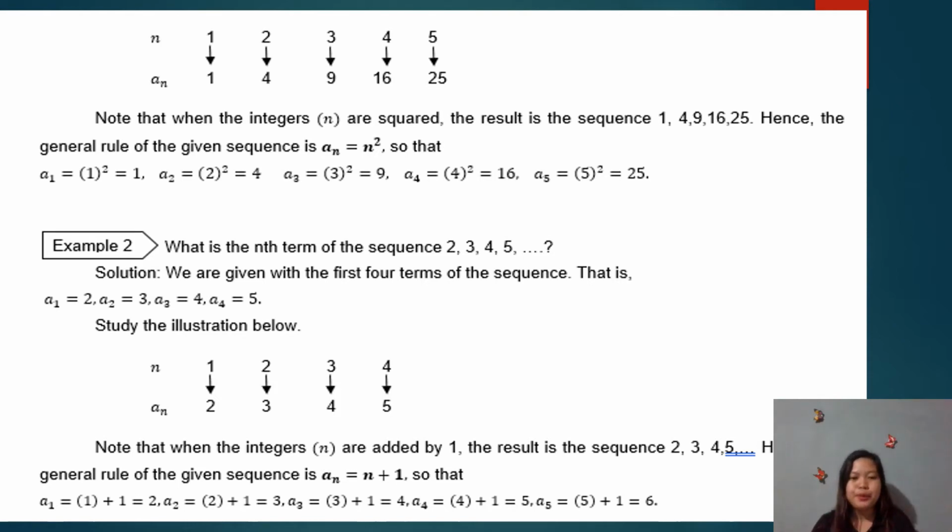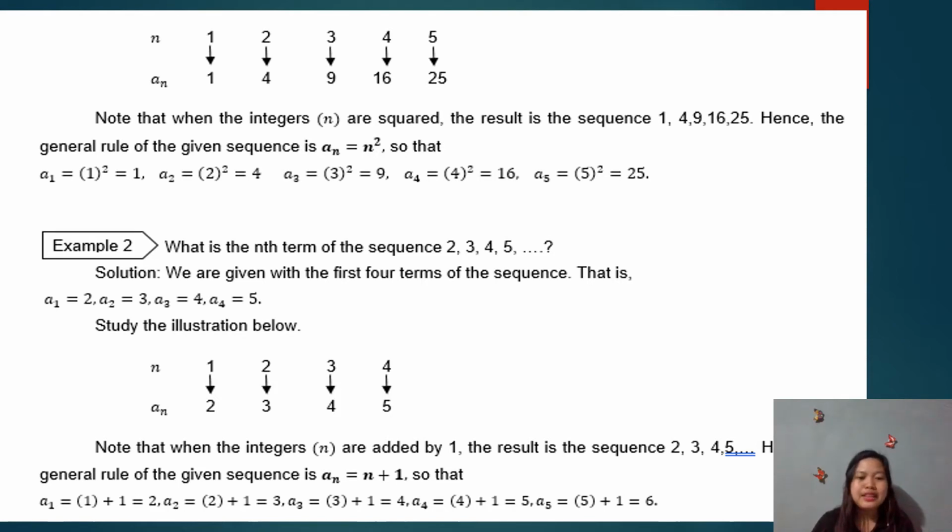Now we have example number 2. What is the nth term of the sequence 2, 3, 4, 5? So we have here our solution. We are given the first 4 terms of the sequence. Our first term is 2, second term is 3, third term is 4, and the fourth term is 5. Okay, we have to study the illustration below. So we have here four terms. For the first term, we have 2. The second term is 3. Third term is 4. And fourth term is 5.